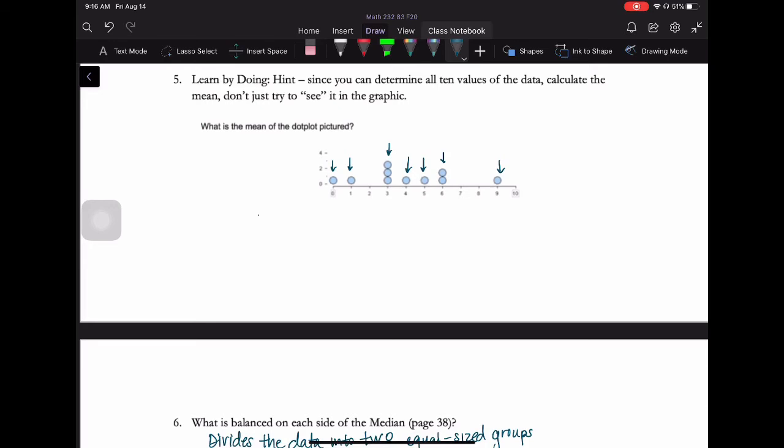We have 0 plus 1 plus 3 threes, plus 4, plus 5, plus 2 sixes, plus 9. Okay, we've taken care of all of those values. But remember, we have to divide by however many there are. There's 1, 2, 3, 4, 5, 6, 7, 8, 9, 10. There's 10 total. When you sum the numerator, you get 40. Divide it by 10, which means the average is 4.